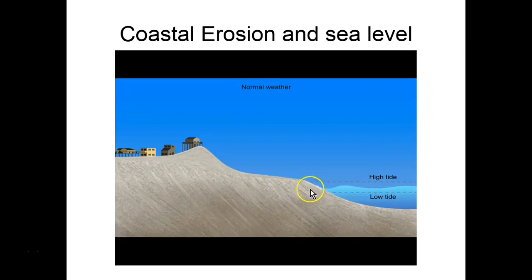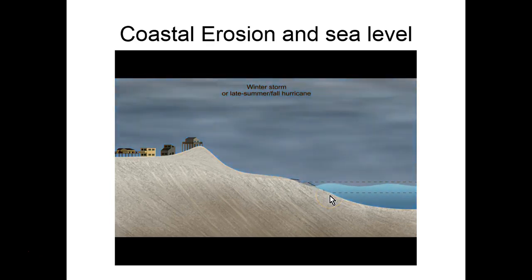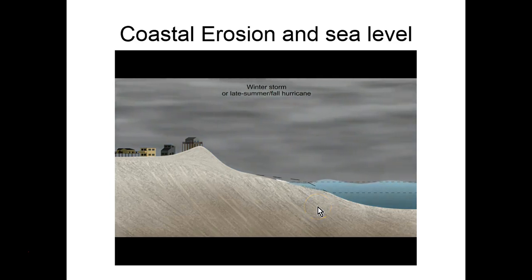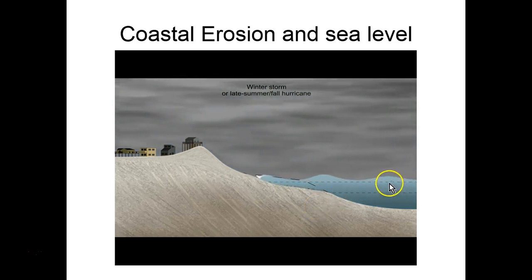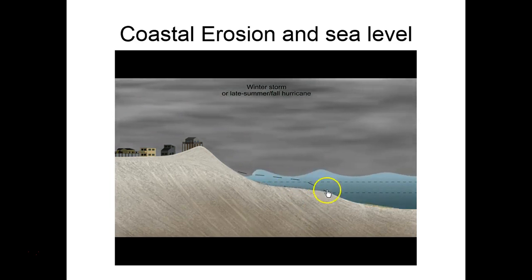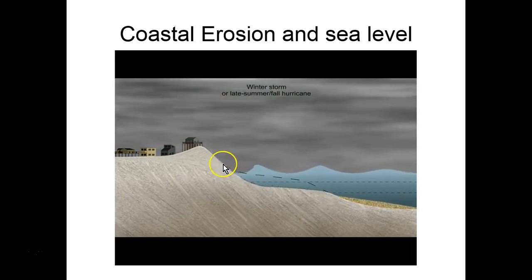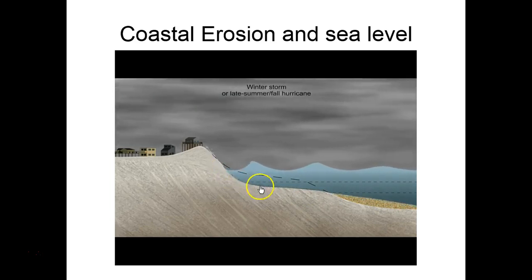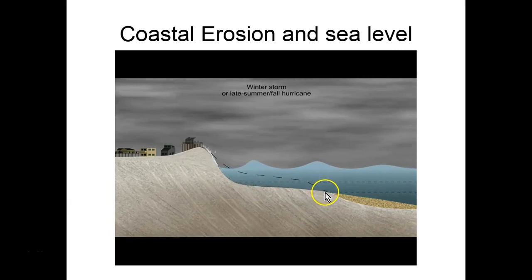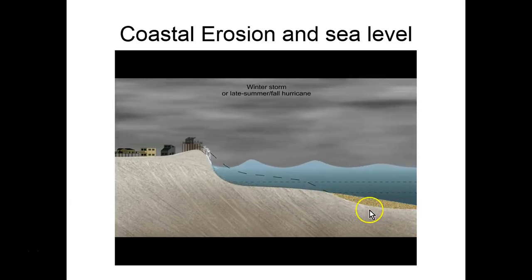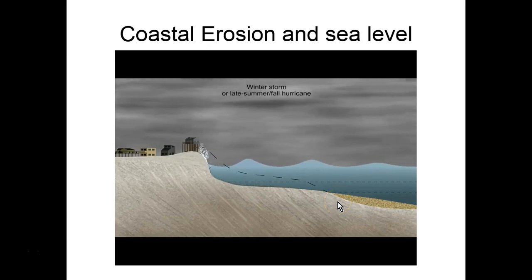Okay, so we can see here this dotted line is the high tide level. This is the low tide level, right? So the water level right now is in between high and low tide. And now we have a winter storm or a late summer hurricane, okay? So now the water level rises up, and you see that it's causing erosion of the land up here. That eroded material gets deposited down farther. So the actual shape of the shoreline is changing.